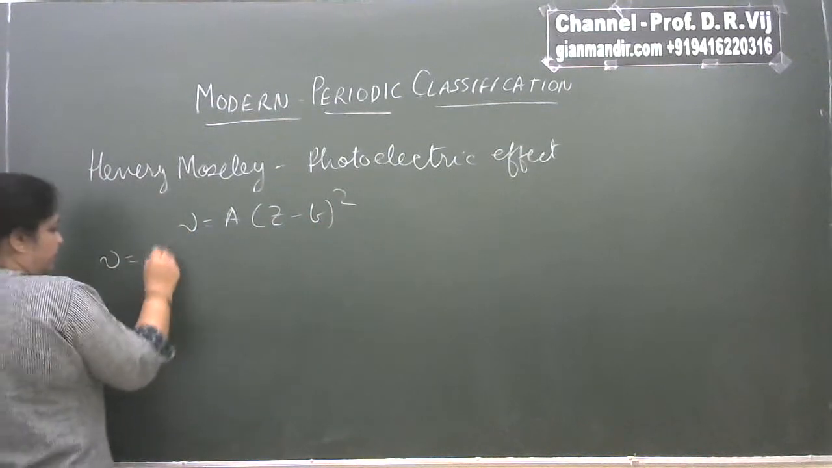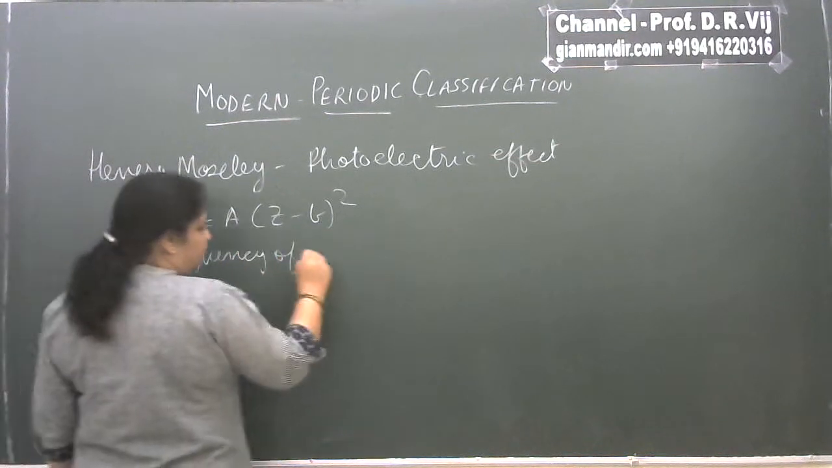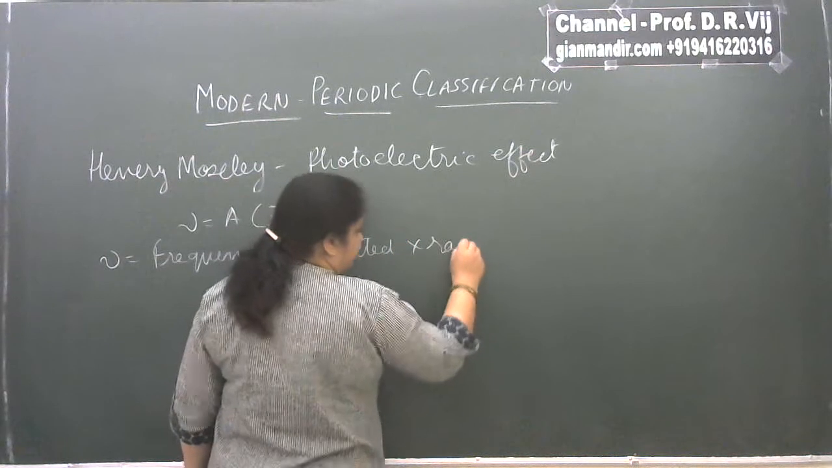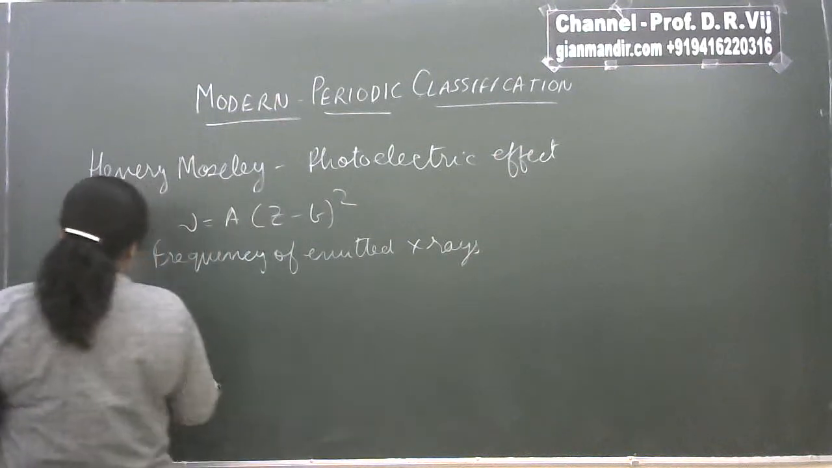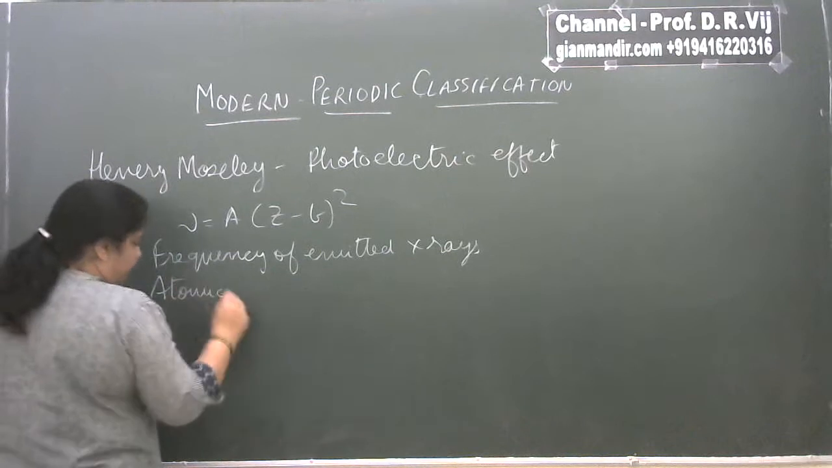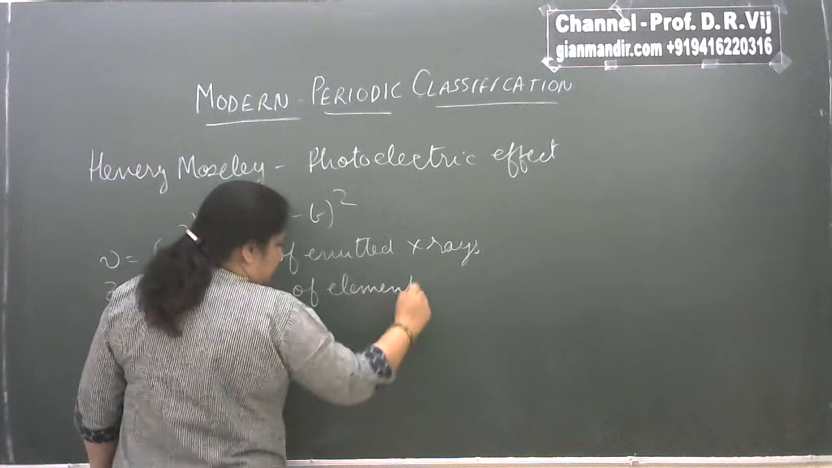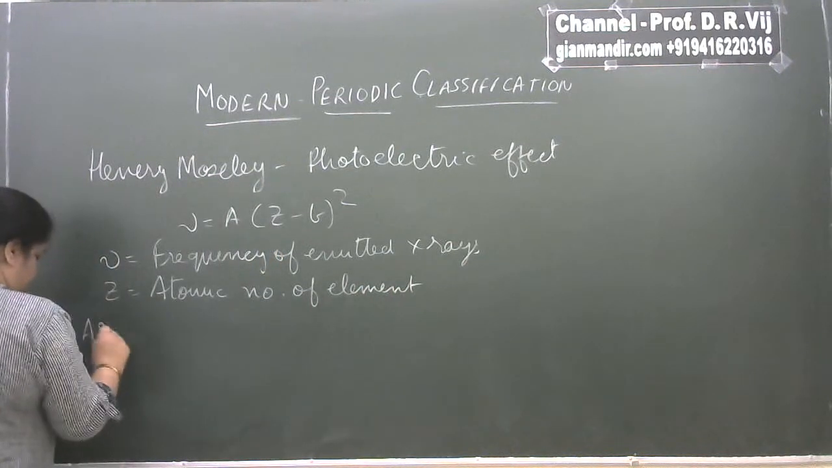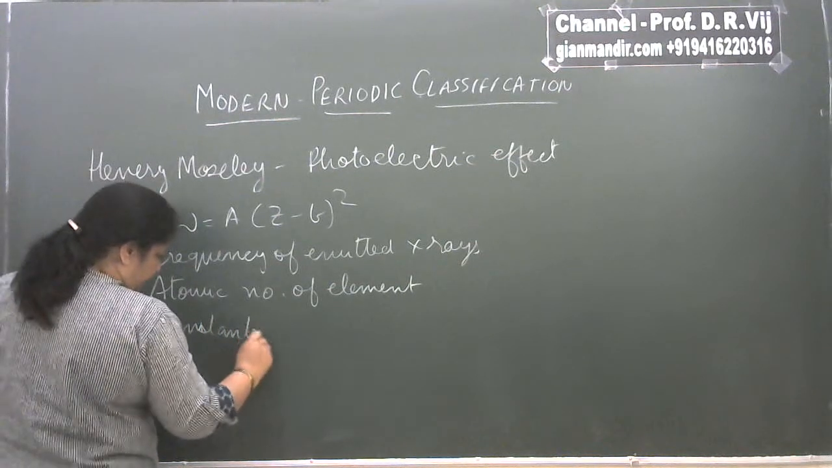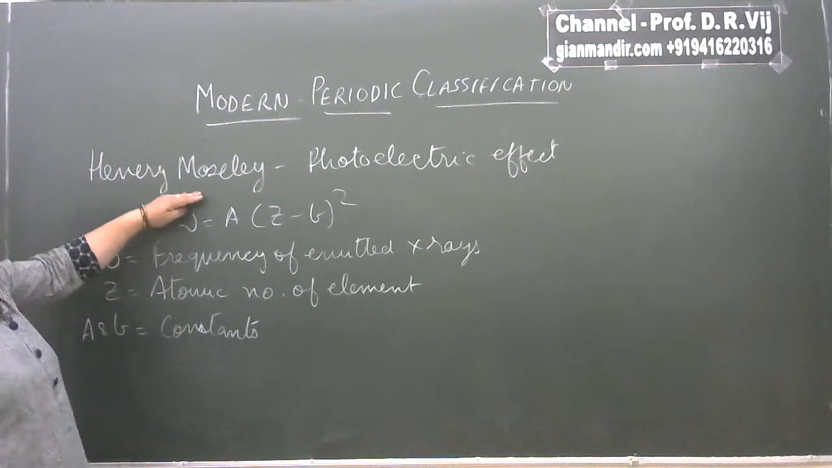What is nu here? Nu is the frequency of emitted X-rays, and Z is the atomic number of the element, whereas A and B are constants. So let me give you an idea about the photoelectric effect.